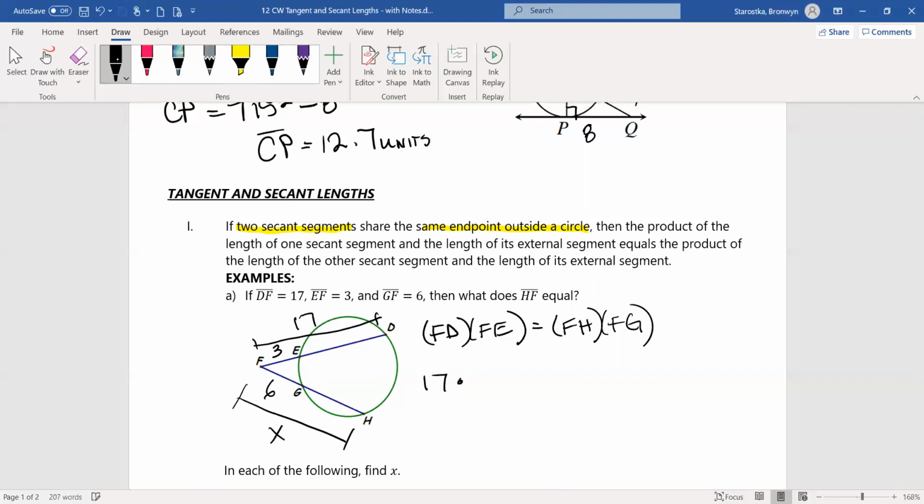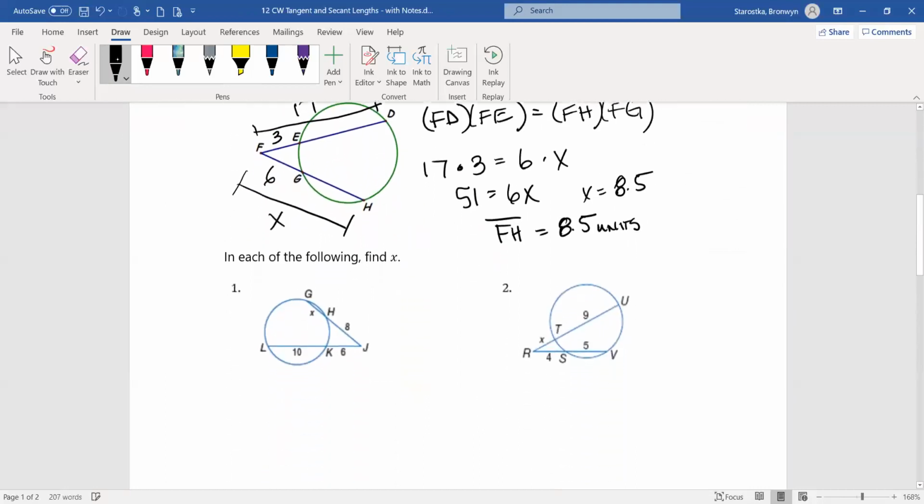17 times 3 equals 6 times x. 51 equals 6x. X equals 8.5, which means then the whole length FH equals 8.5. So let's practice.